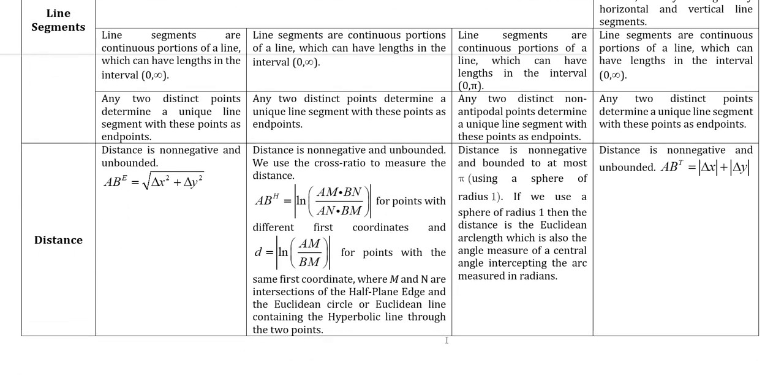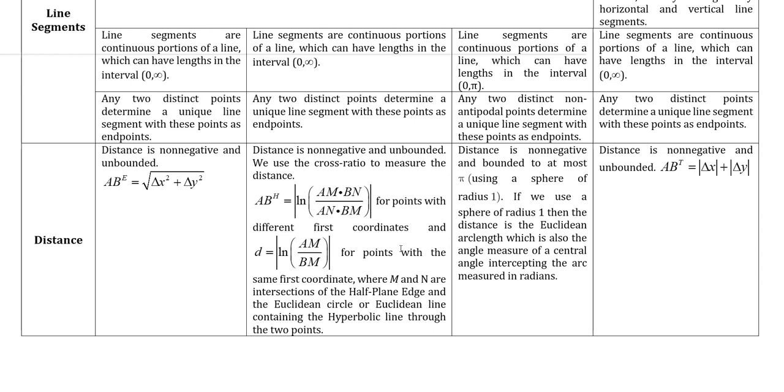How about distance? Well, distance is non-negative and unbounded in Euclidean, hyperbolic, and taxicab geometry, but the formula is a little different. We use the Pythagorean theorem to say the Euclidean distance from A to B is the square root of delta x squared plus delta y squared. Whereas the taxicab distance is the absolute value of delta x plus the absolute value of delta y.